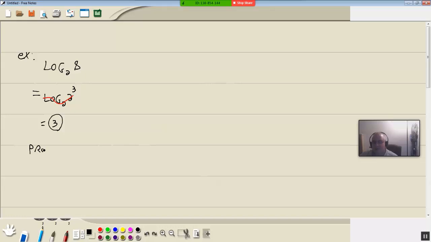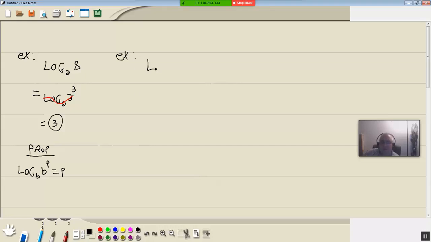Now the property. This isn't one of our big 3 properties. But it says log base b of b to the p power is going to equal p. So if your base matches whatever number follows it, then the log and those bases cancel. And our answer is the exponent.